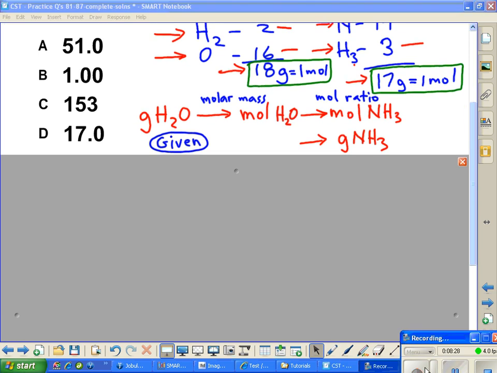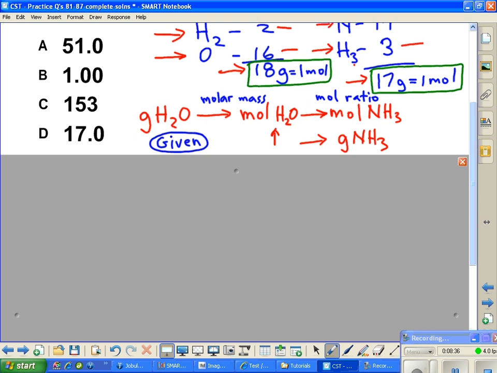And again, that mole ratio is the ratio based on the coefficient of water, which you see right here, and the coefficient for ammonia, and that will allow us to get the conversion of water to ammonia. Then, of course, the last thing we need is this guy, and we're going to get that through the molar mass. And this time, we're going to use the molar mass of ammonia. And that's molar mass.